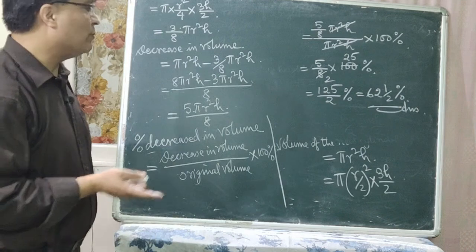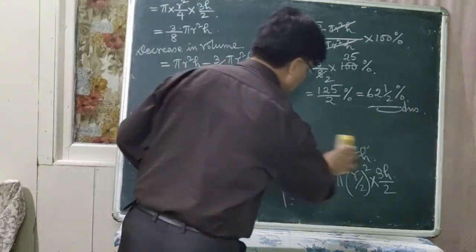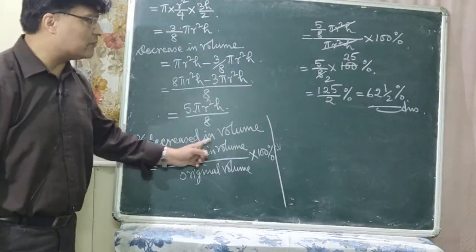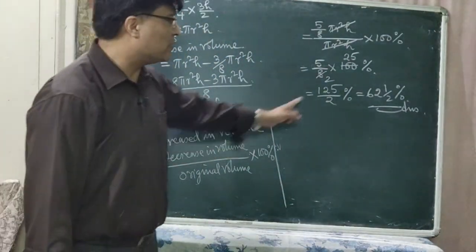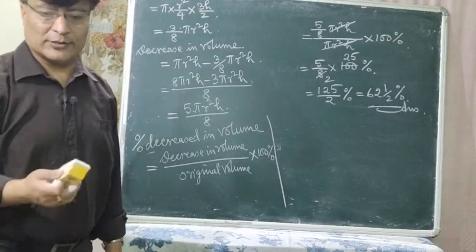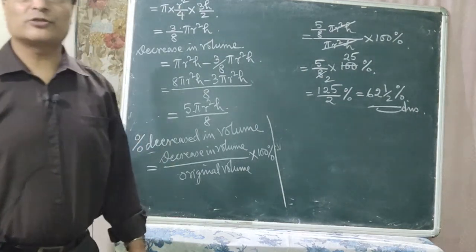So the volume will be decreased by 62.5%. So that is your answer. So I think you have understood it. What is the percentage decrease in volume? The percentage decrease in volume is equal to 62.5%. So that is your final answer. So I think you have understood it.